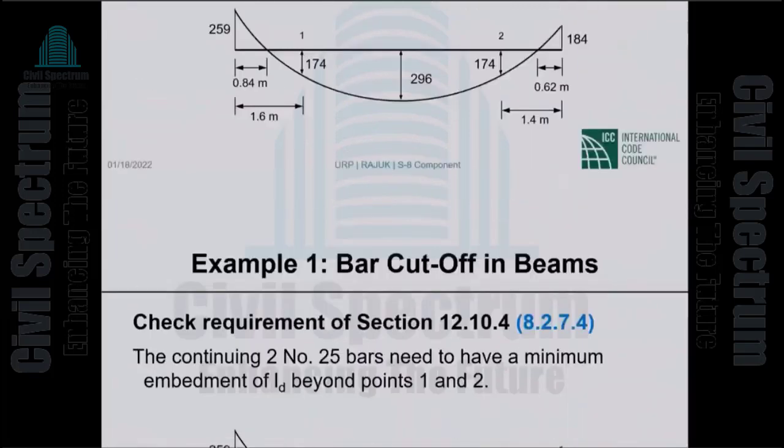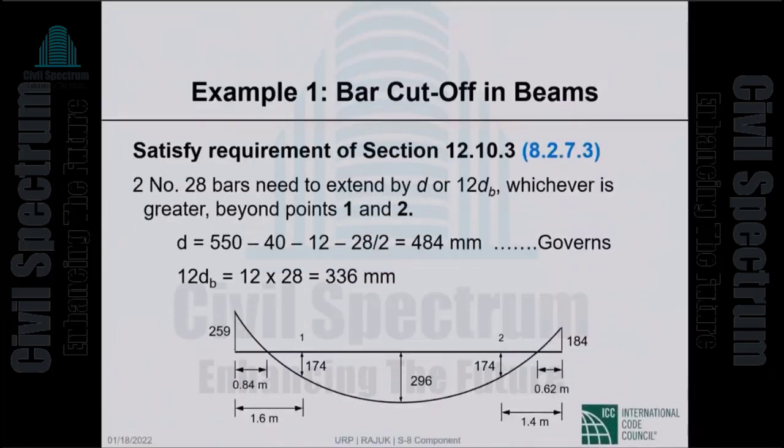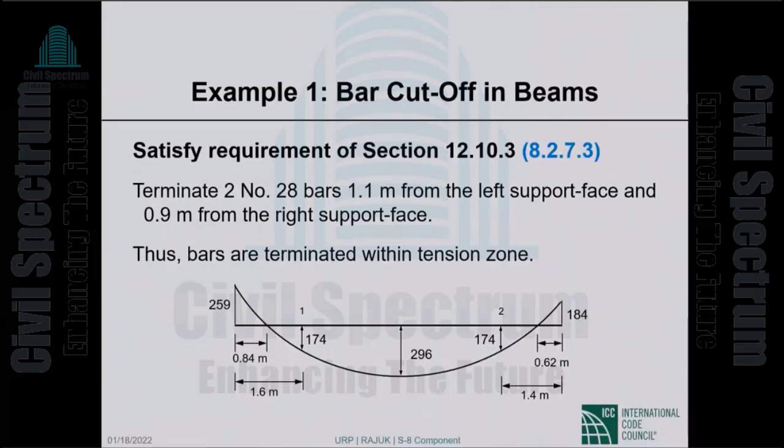No, I somehow mixed up the pages. Yeah. So 484 is the extension, right? So terminate two number 28 bars, 1.1 meter from left support face and 0.9 meters from the right support face.